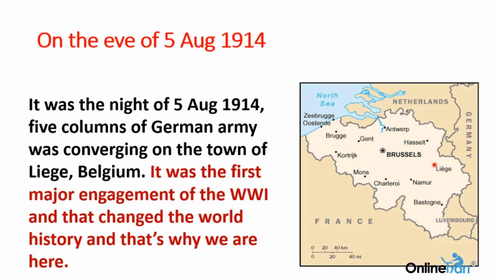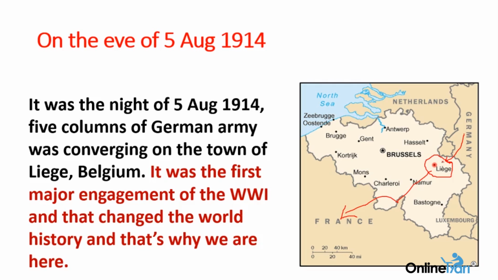So it was the evening of 5 August 1914 when 5 columns of the German army were converging on the town of Liege, a town of Belgium. Here you can see in the map that Liege is a part of Belgium, and the German army was converging here. And for what? They wanted to conquer France, their ultimate goal, to defeat France.